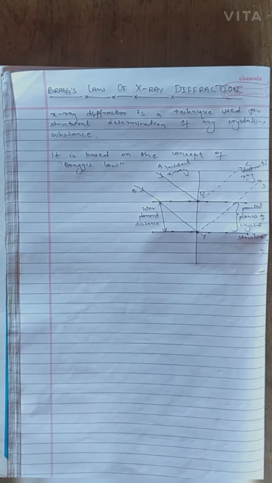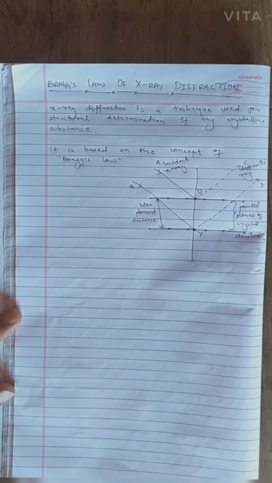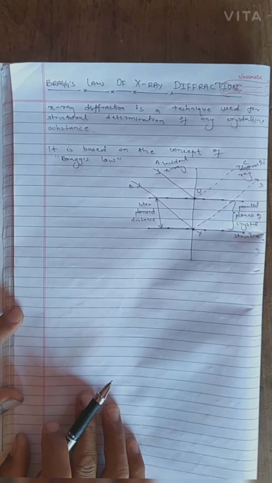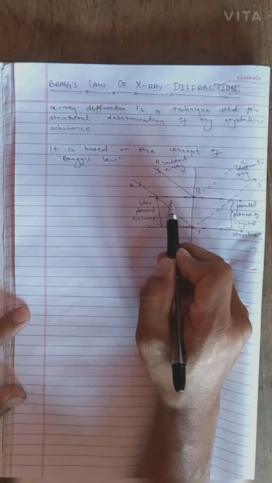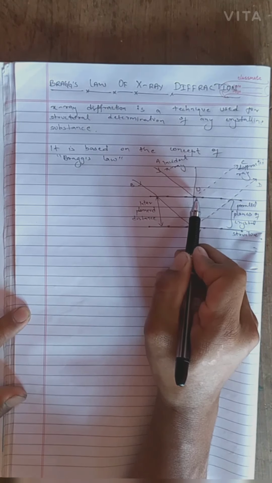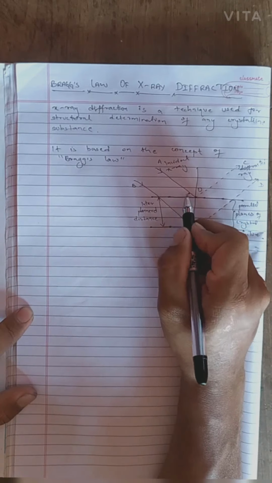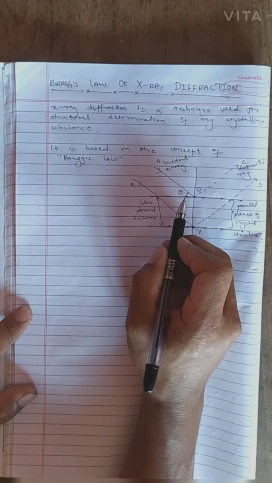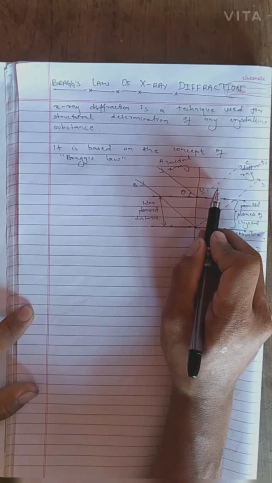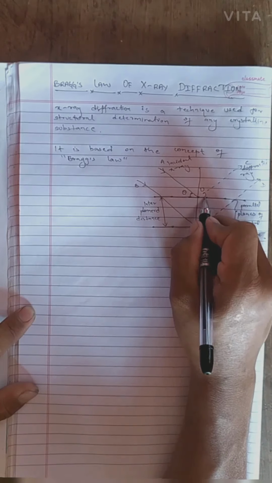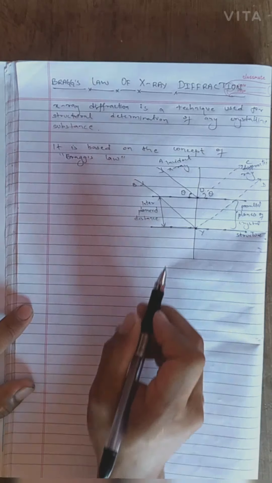Here two layers of crystal are present. This is layer 1 and this is layer 2. Now suppose a beam of X-ray radiation falls on the upper layer of the crystal with a glancing angle theta. Then some of this ray will be reflected by this upper layer of the crystal with the same angle theta.